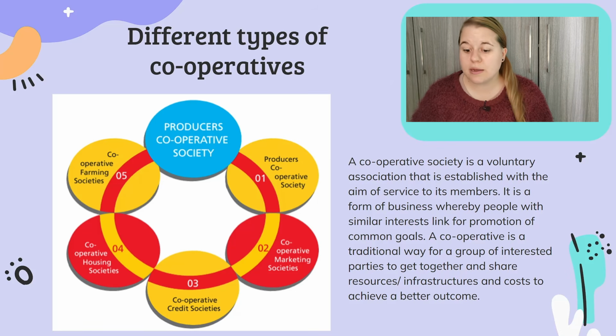All right, different types of cooperatives. Okay, so we've got a little diagram there on the side. A cooperative society is a voluntary association that is established with the aim of service to its members. It is a form of business whereby people with similar interests link for promotion of common goals. A cooperative is a traditional way for a group of interested parties to come together and share resources, infrastructure, and cost to achieve a better outcome.